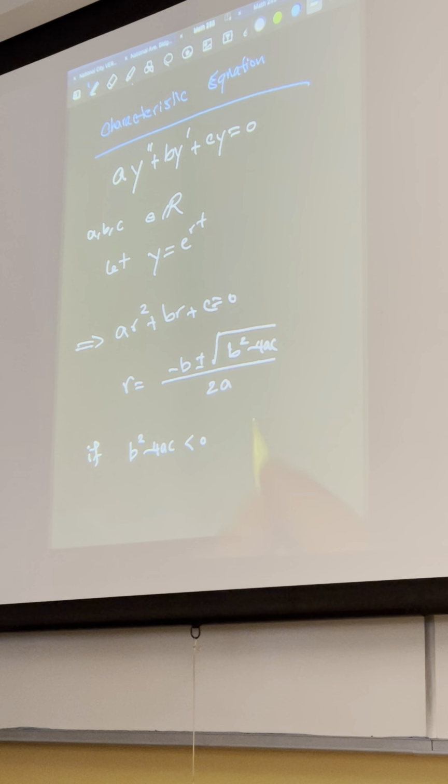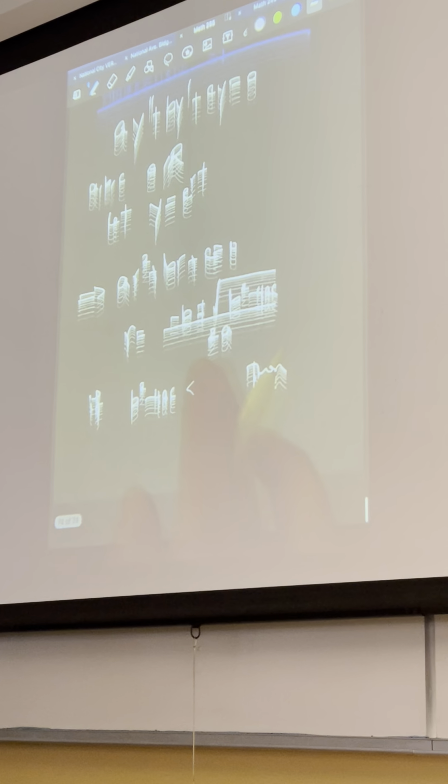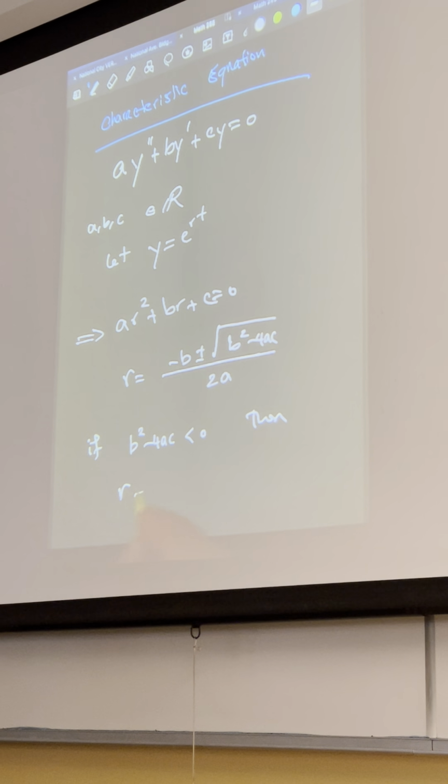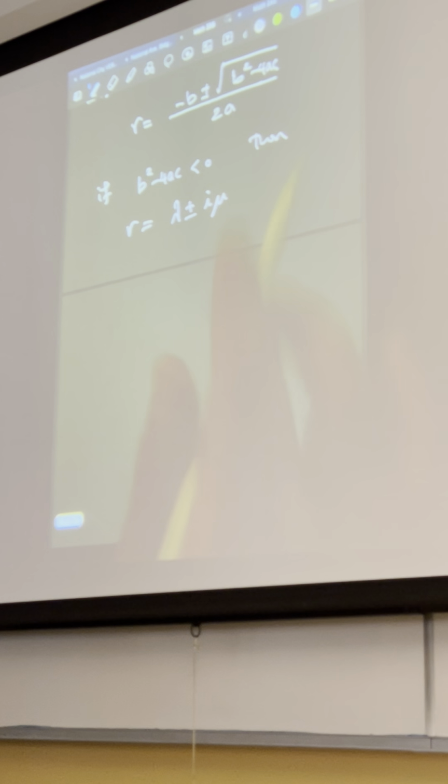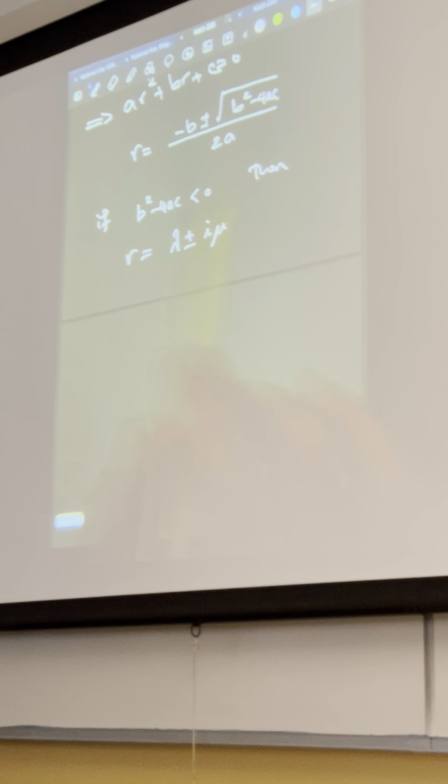then the roots, this r, is going to be some lambda plus or minus i nu. I'm just using these letters because the book is using them. You could use anything you want, it's not a big deal. But what is lambda? Lambda is negative b over 2a. And then what is nu?